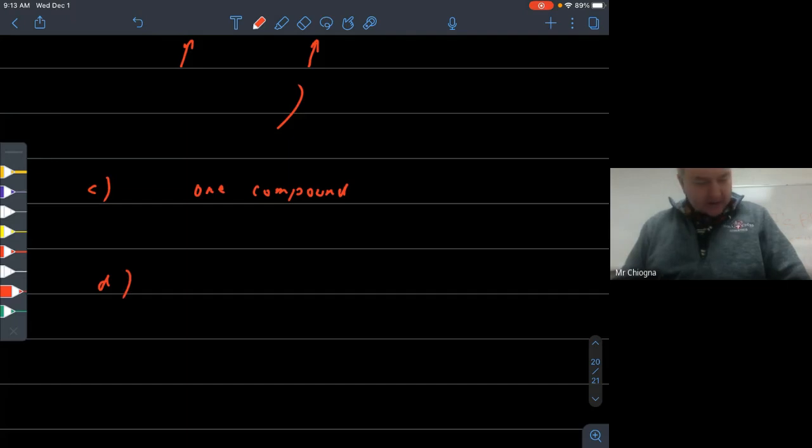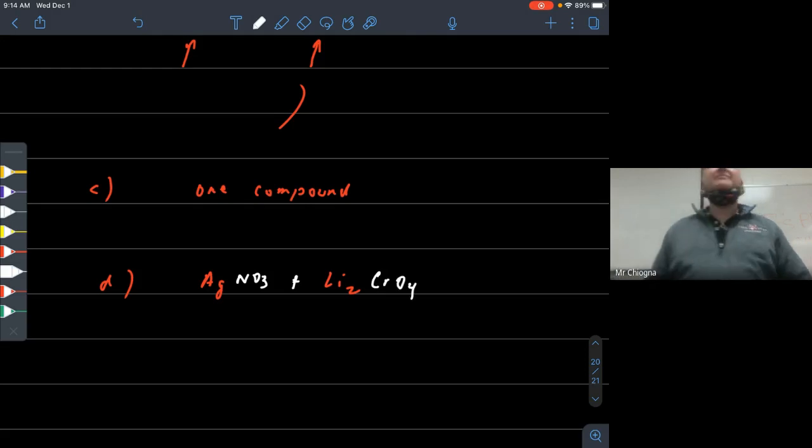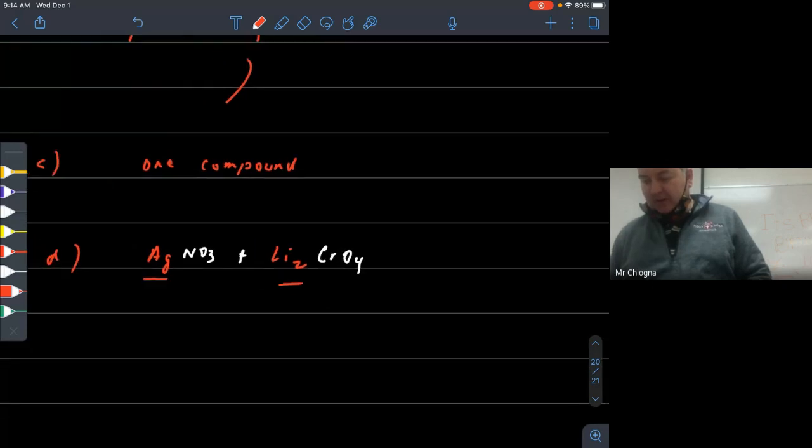D, double replacement. Let's write it down. AgNO3 plus Li2. Notice what I'm doing. I'm coloring the metals in red. You see that? Why did I do that? Because the metals in a double replacement switch places. That's your clue. I'll leave that up to you. They switch places. So the Ag is going to connect with this, and the lithium will then connect with the nitrate.